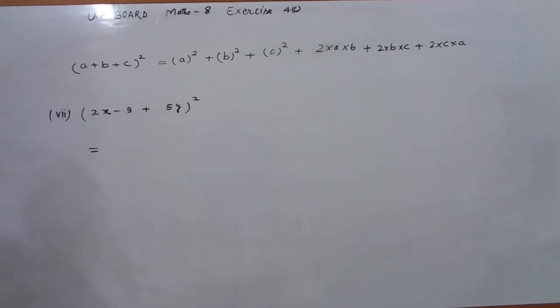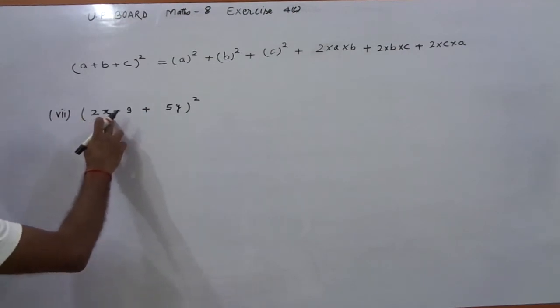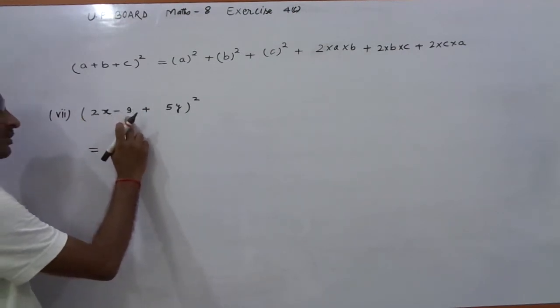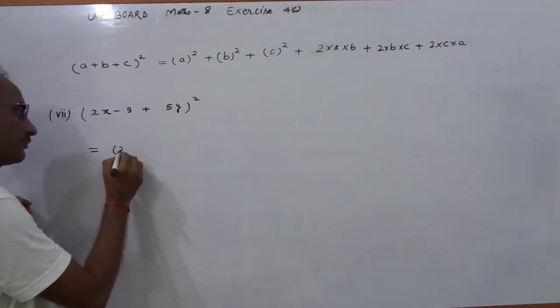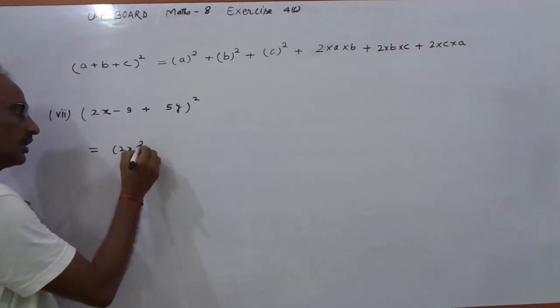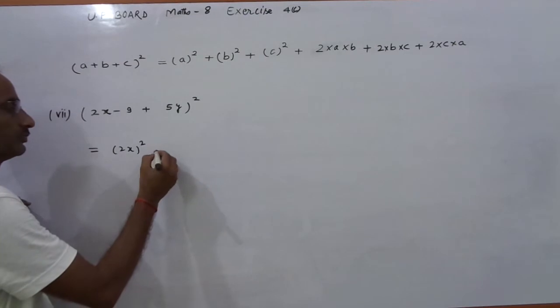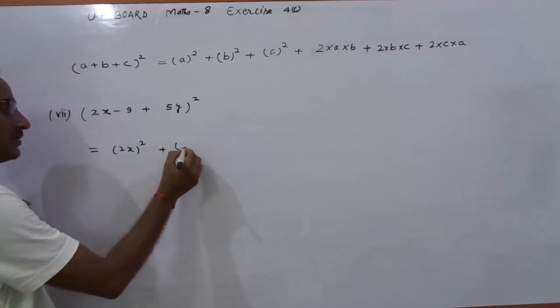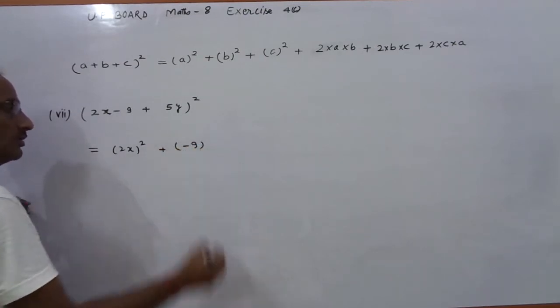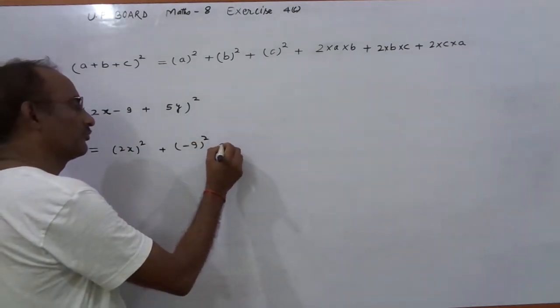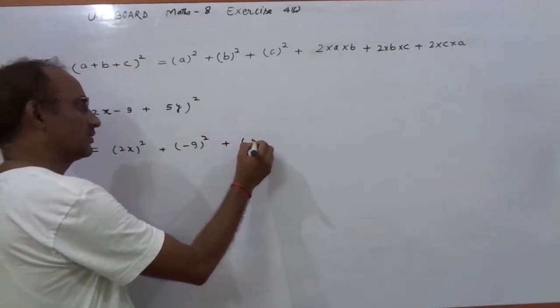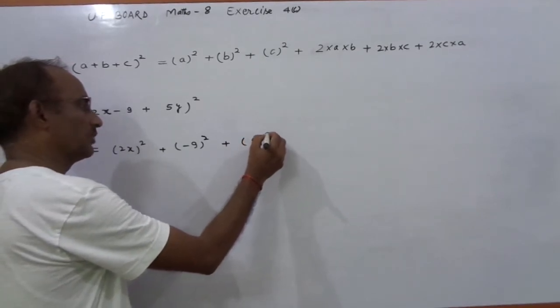Here in place of a there is 2x, in place of b there is -9, and in place of c there is 5y. So first of all we have to square 2x whole power 2, and plus -9 whole power 2, and plus 5y whole power 2.